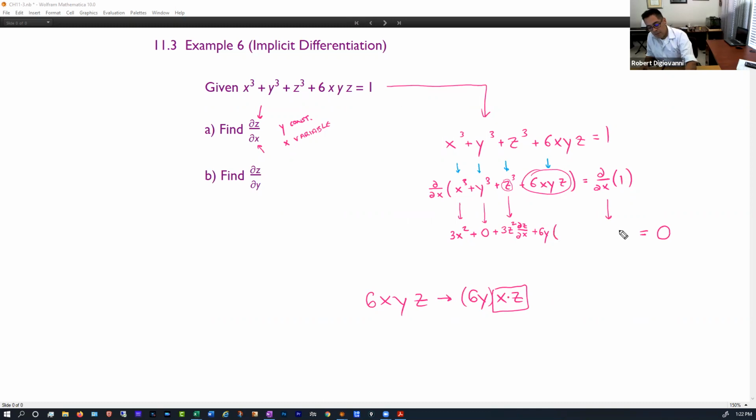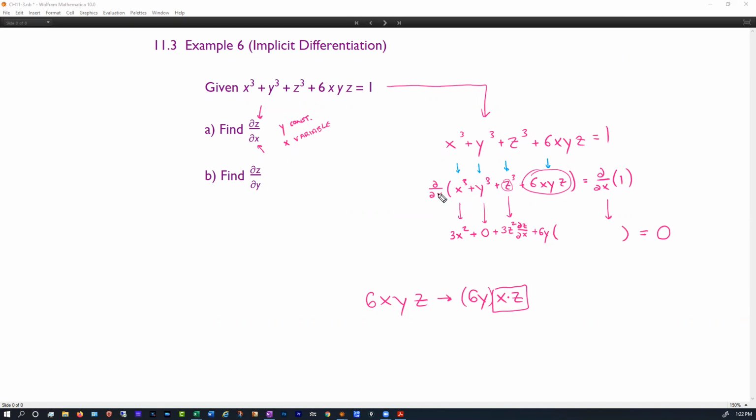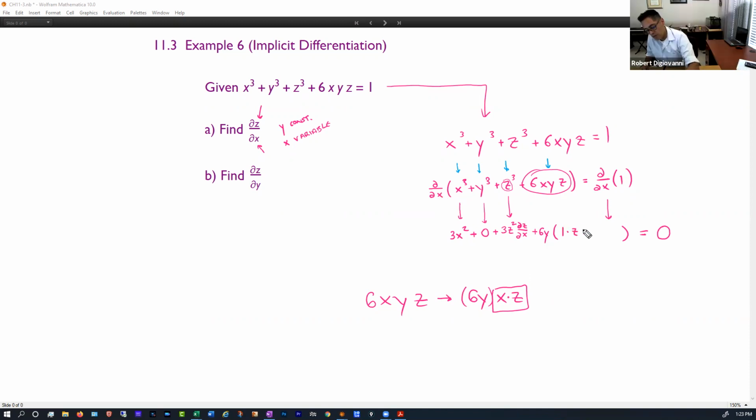So I'm going to do a set of parentheses here because the 6y was a constant that was going to come along for the ride. And now Daisy's going to help us do the product rule on this. So the product rule says take the derivative of the first one. So Daisy, what is the derivative of x with respect to x? Just 1? 1, okay. And then times the second function, that's product rule.